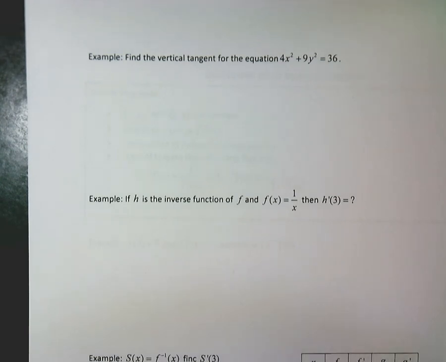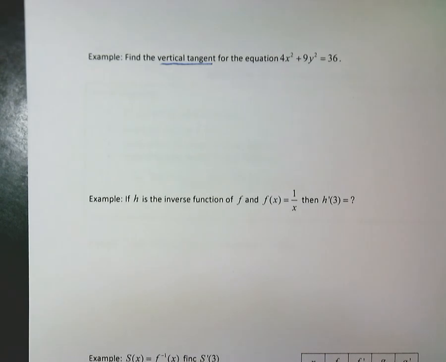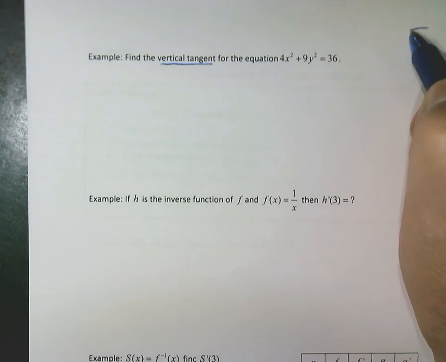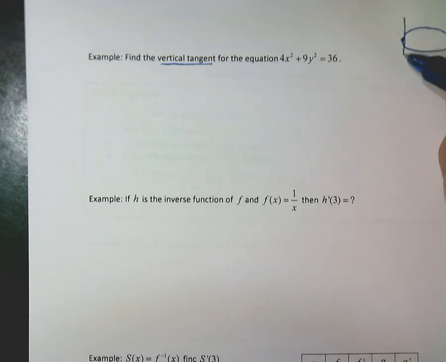Okay, this problem is a common problem in AP, talking about vertical tangents. Well, if you have a function, in this case it's not a function, it's an ellipse. And this ellipse, I can show you on Desmos, but it looks like this. And so I'm going to have vertical tangent lines here and here.